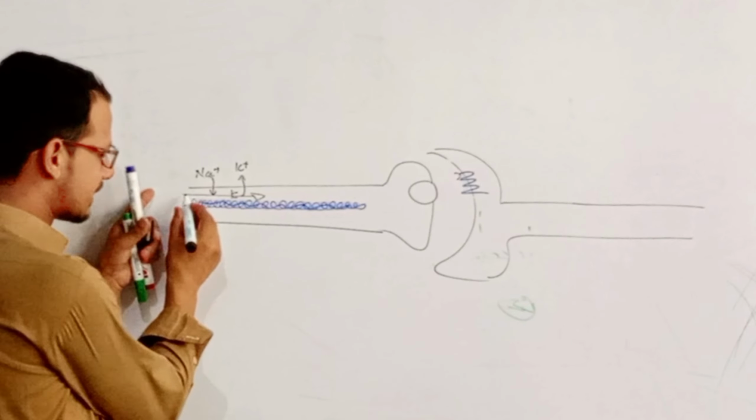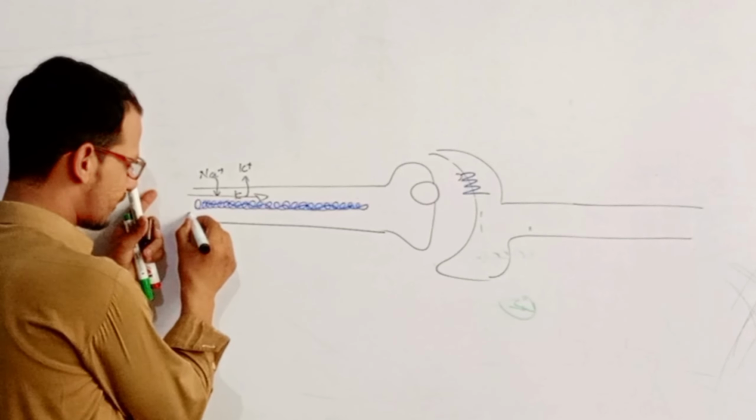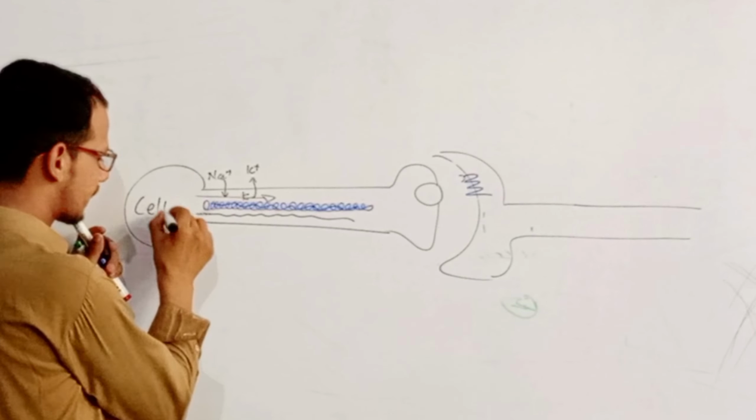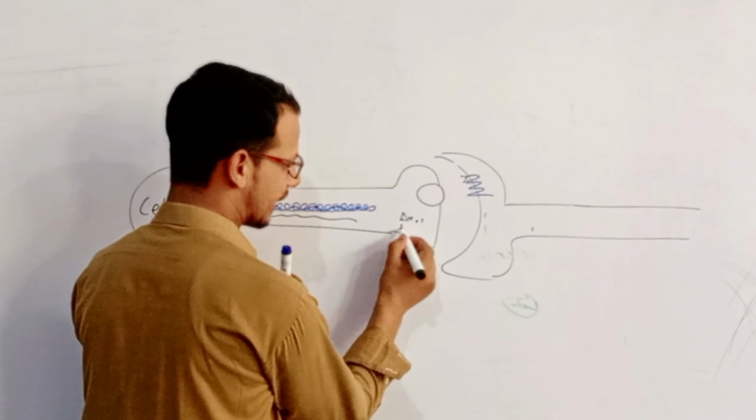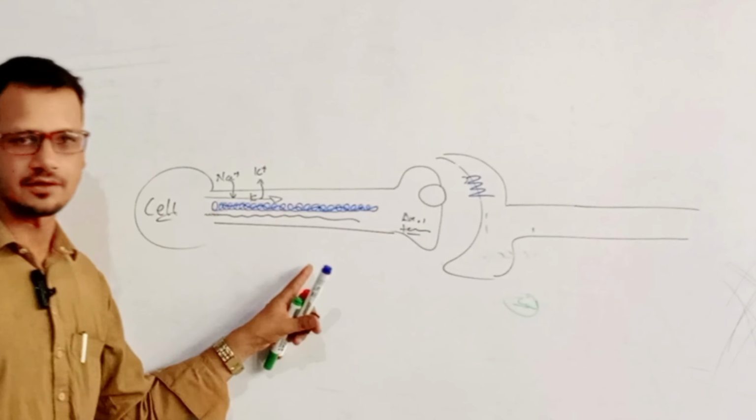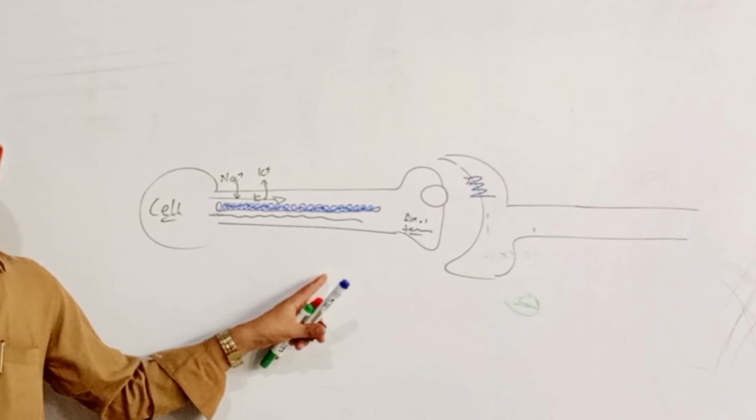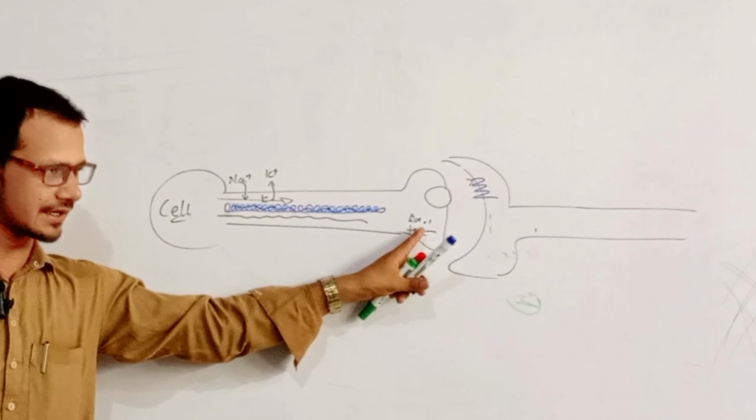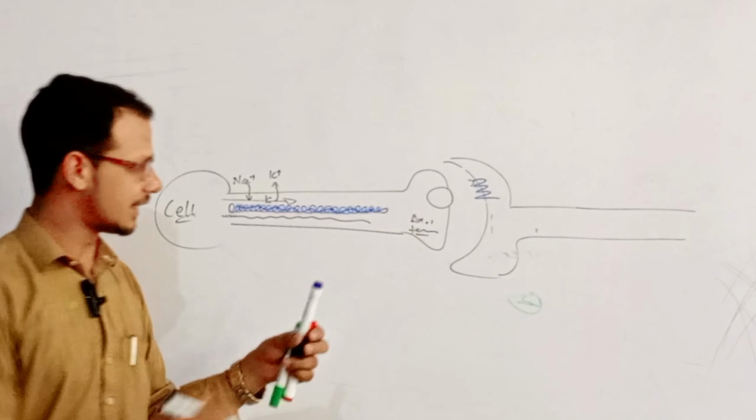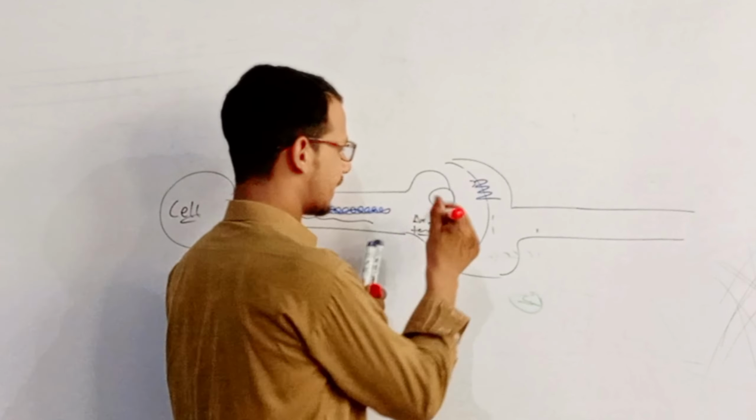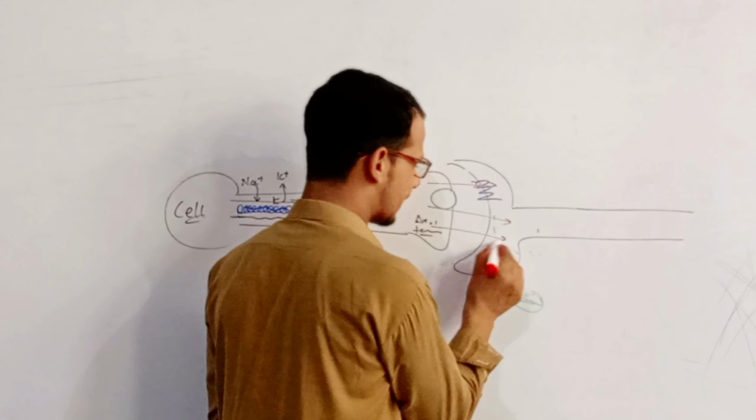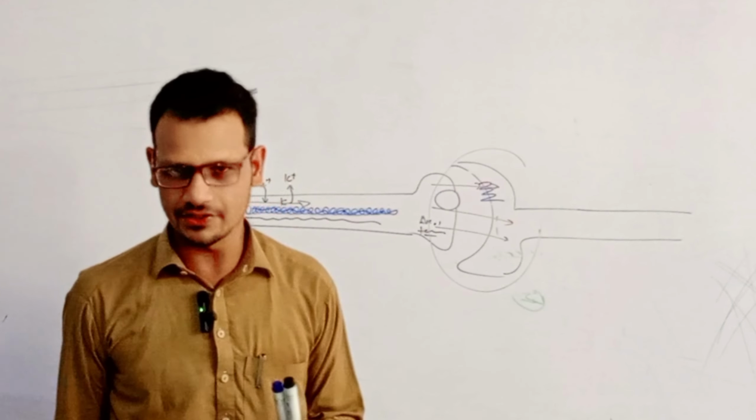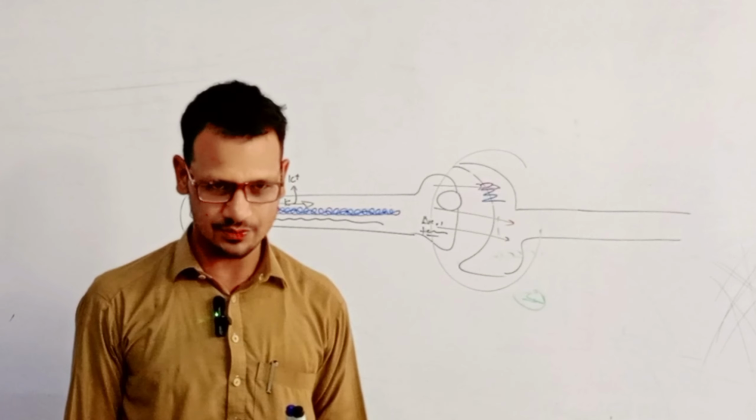And when these signals are transferring from inside the axon, from the cell body to axon terminal, this is called conduction. And when these signals are transferring to other neurons in the form of neurotransmitter, this is called transmission, right? This is the difference between conduction and transmission.